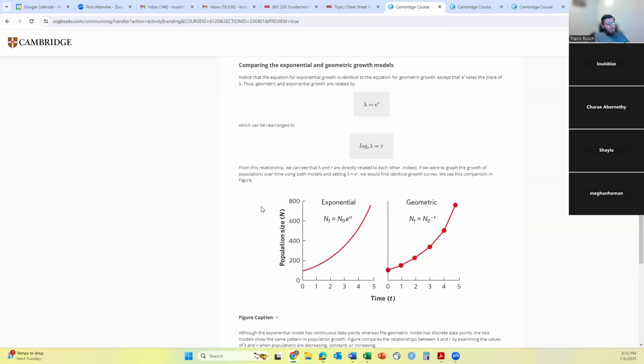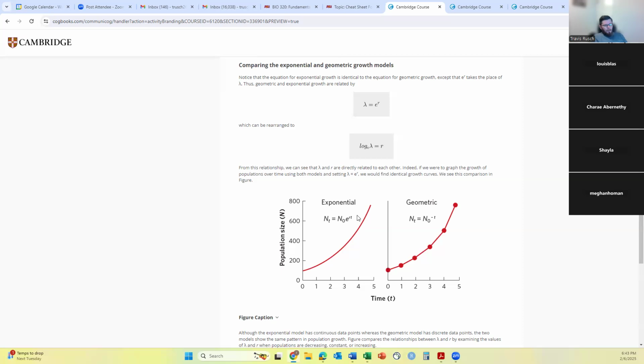What are some of the assumptions of both the geometric model and the exponential model? Assumptions are going to be important to understand and remember for the exam. Assumptions about the population and the members of the population, let's say. There's no immigration, there's no emigration, right? It's not accounting for that.